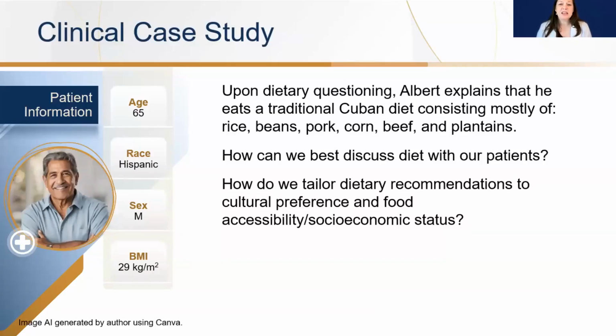So we bring back our patient, Albert, and after we've done our non-invasive testing, we've discussed diet and lifestyle with him. He tells us that he has a very traditional Cuban diet. So he eats a lot of rice, beans, pork, corn, beef, and plantains. So not a lot of foods that are really high in fiber, which can help decrease blood sugar and lipids. Unfortunately, a lot of foods that are high in trans fats.